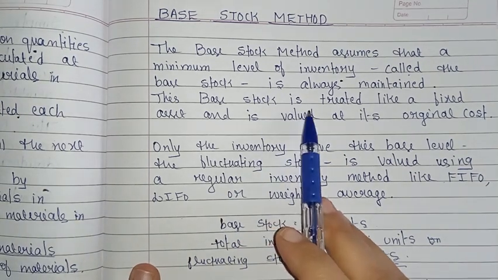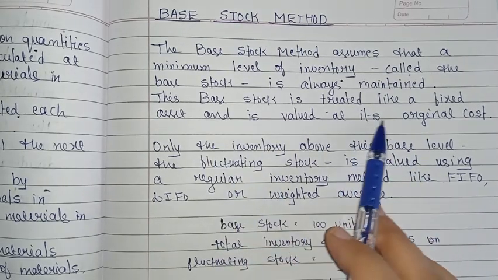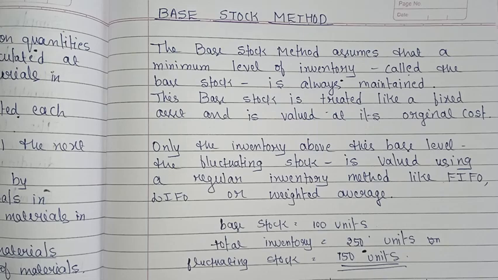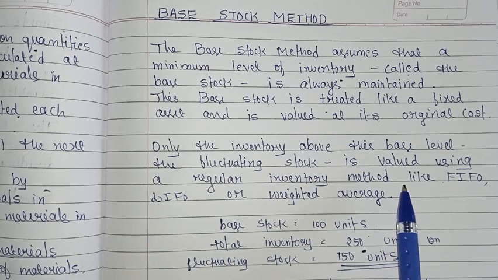This base stock is treated like a fixed asset and it is valued at its original cost. Clear? So always, the base stock is treated as a fixed asset and is always valued at its original cost. Like 100 units at rupees 10 means 10 is our original cost. We need to value at the rate of 10, that is equal to 1000. Like that, we always value it at its original cost.